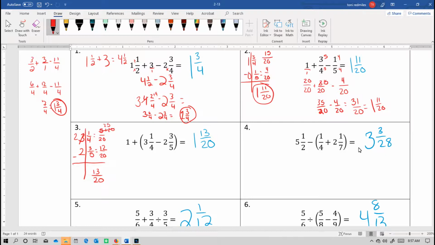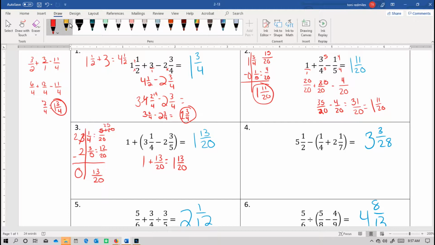over 20. 2 minus 2 is 0. So I only have a 13 over 20 plus 1. Don't overthink it. If I have 1 cookie and 3/20ths of another one, I have 1 and 13/20ths.